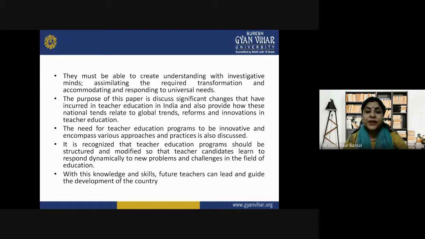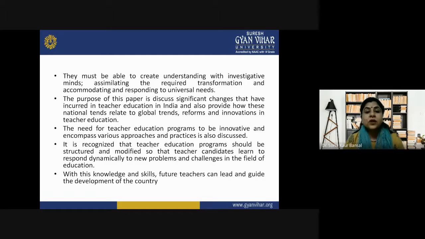Teachers must be able to create understanding with investigative minds, assimilating the required transformation and accommodating and responding to universal needs. So this is the baseline, students, that whenever we are training prospective teachers, or training teacher educators like you, we have to keep in mind what the global needs and universal needs are, and on the basis of that we are going to accommodate and train our students in that way only.